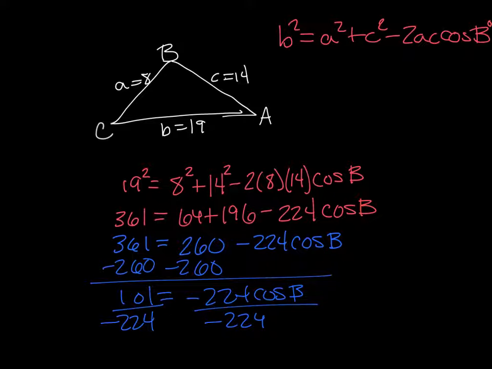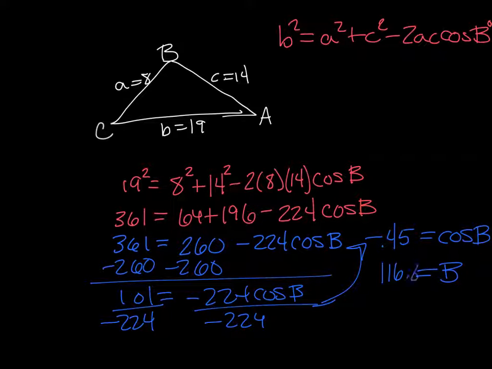All right, so now I have, if I follow this over, negative 0.45 equals cosine B. And then I do the inverse of cosine so I can figure out what B is. And of course, I'm going to use the answer button on my calculator. And so then I get that B equals 116.8. Okay, and so that's what angle B is, 116.8.